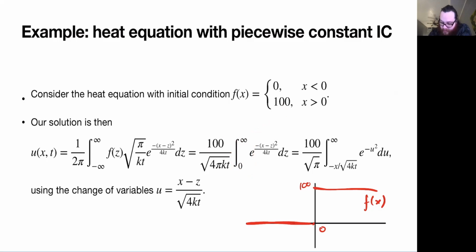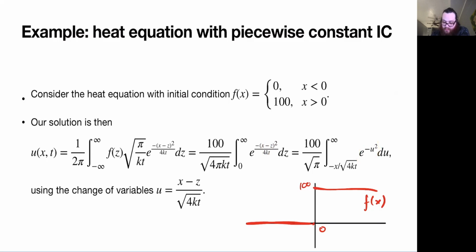Okay, so what we can do is take this expression and convert it into something that's a little easier to work with and a little easier to interpret. So we're going to make a change of variables and get this whole thing in here to just be equal to u. So set u to be x minus z over root 4kt. We end up with an e to the minus u squared in here. So that's that piece.